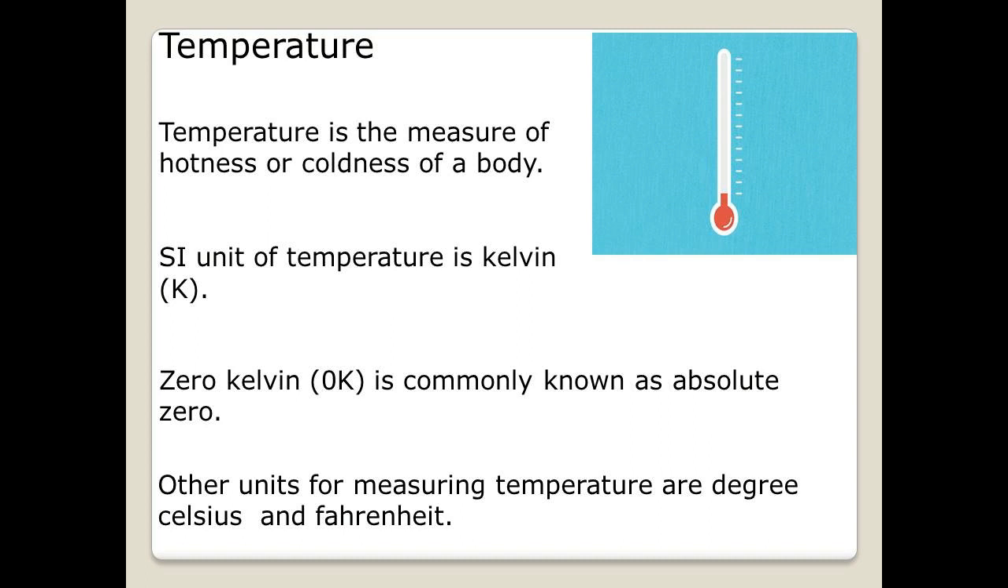Temperature. Temperature is the measure of hotness or coldness of a body. SI unit of temperature is Kelvin. 0 Kelvin is commonly known as absolute zero. Other units for measuring temperature are degree Celsius and Fahrenheit. Here, Fahrenheit and Celsius can be negative, but the Kelvin will never be negative. Kelvin will start only from 0.